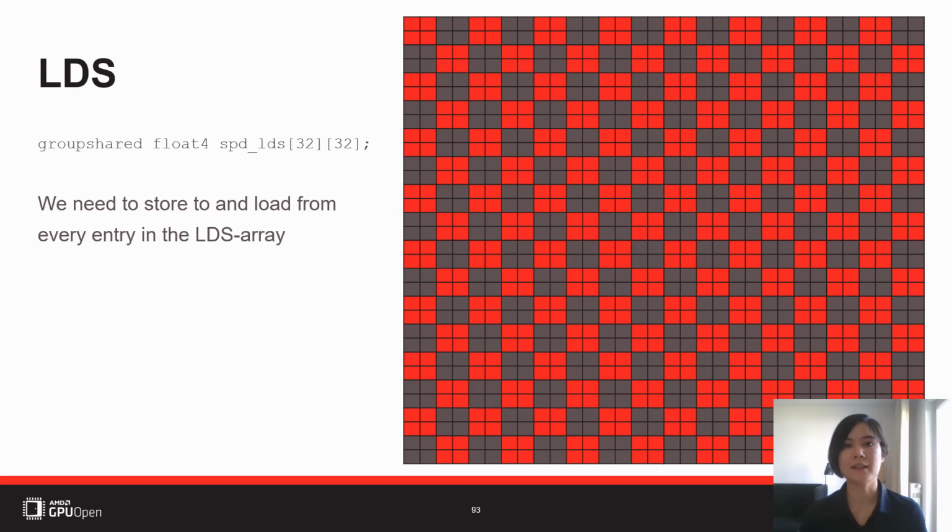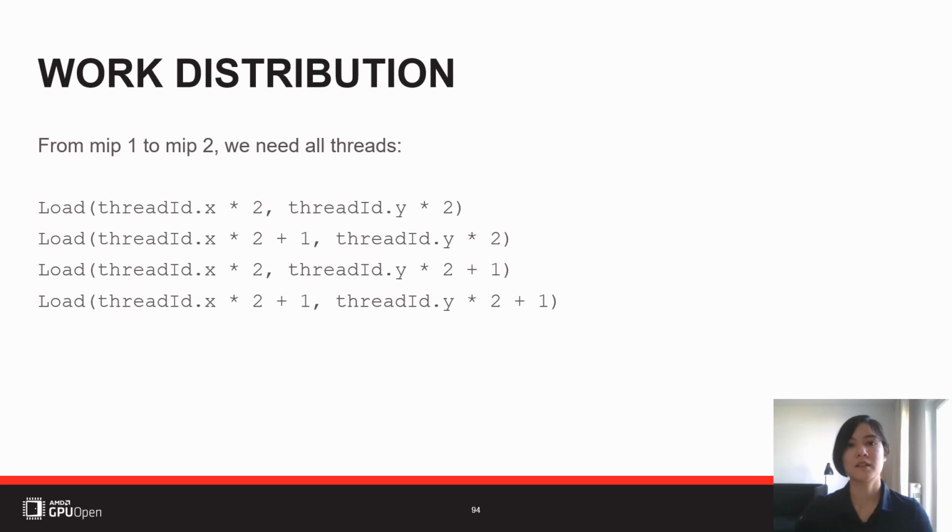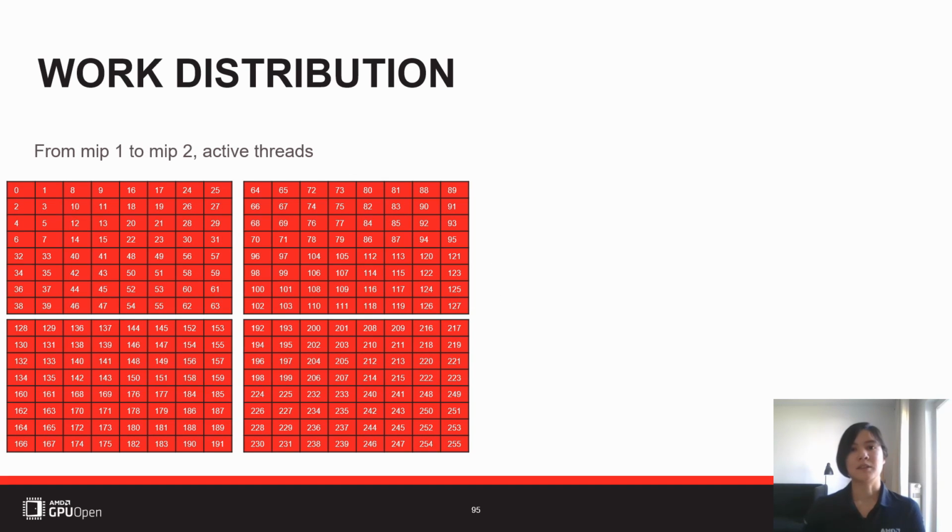So if you look at the LDS, we obviously need every entry. So each thread is storing the value. Then we need to issue a barrier, so we need to be sure that every thread is finished with storing, and then we can load from this local data share in this quad pattern. So I marked here the quad, so each thread is basically loading 1 quad. Obviously we need all threads, so all threads are active and they're just loading 4 values from the LDS in the quad pattern. Then they're doing the reduction, so all active threads.